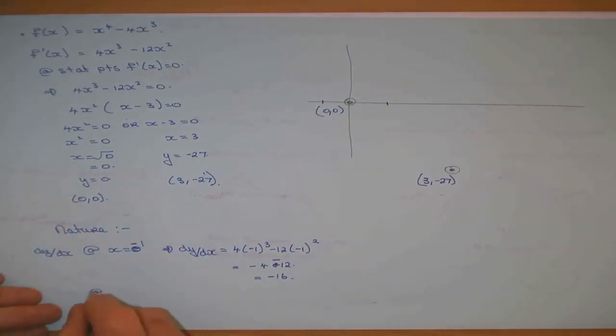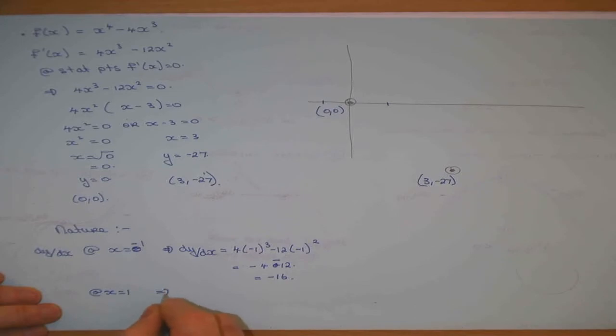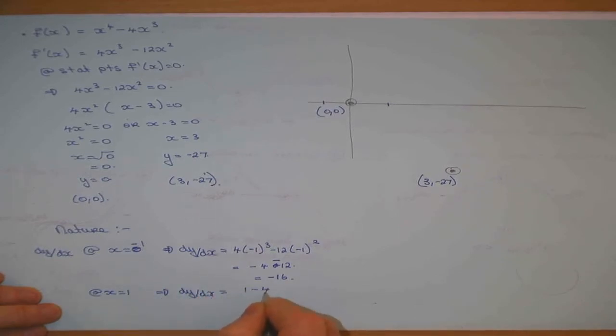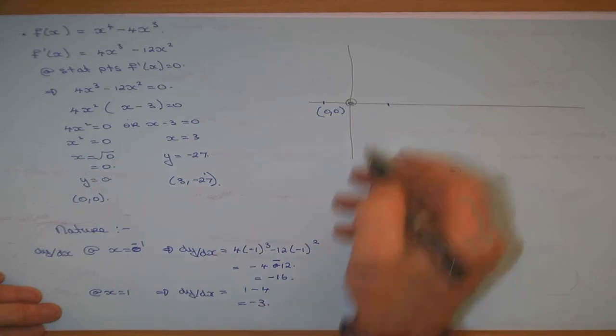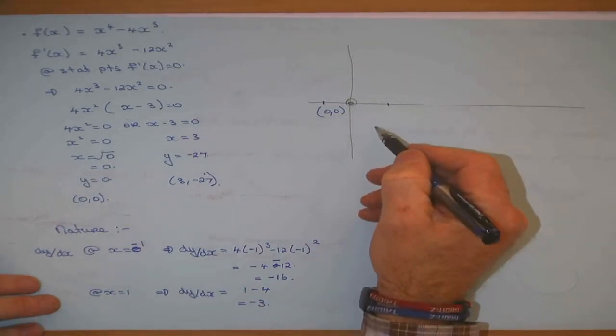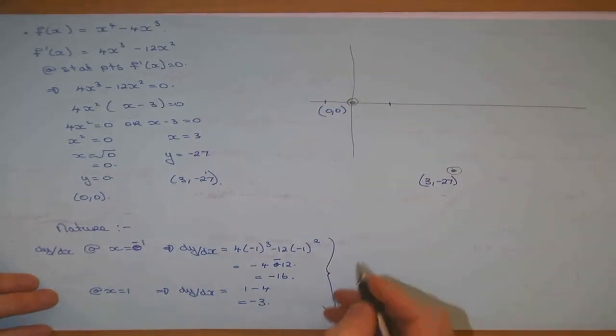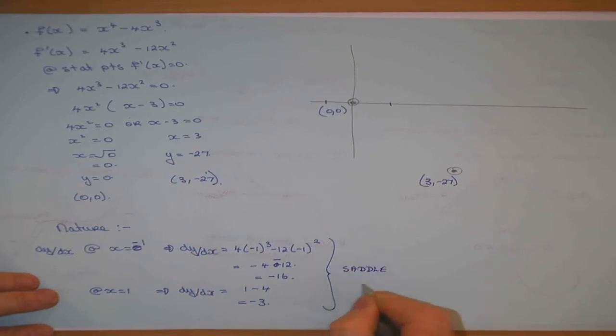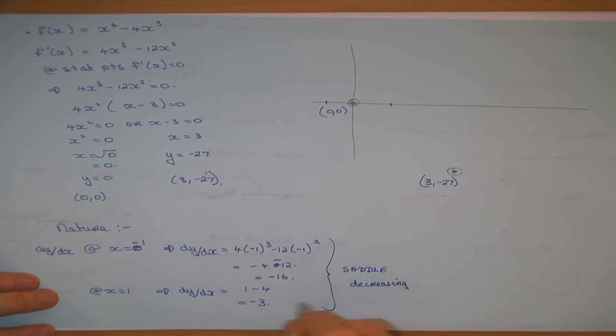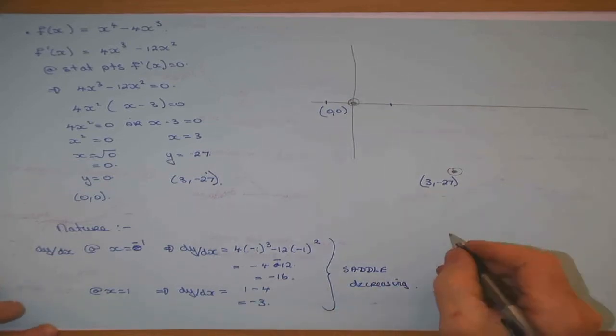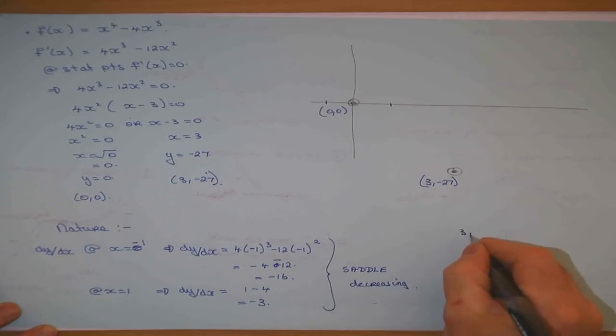At x equal to 1, that implies that dy/dx is equal to 4 minus 12, which is minus 8... the slope is negative. So what's happening here again? It's decreasing. So what type of point have I got? A saddle, decreasing. Is that all right? Now, for the other point, the point 3, minus 27.